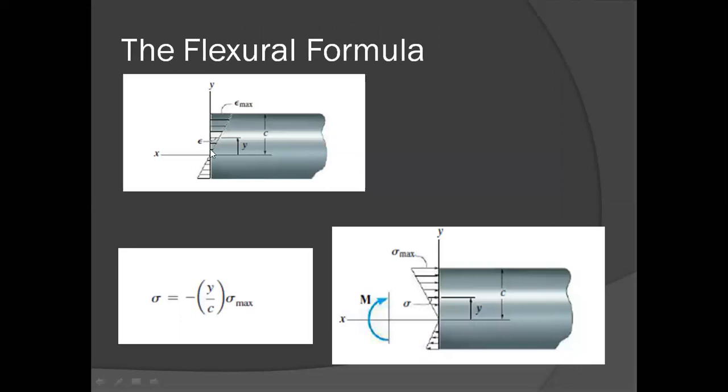As far as the distribution of normal stresses is concerned, it is linear at any cross section of the beam. This normal strain variation is usually measured from an axis called the neutral axis. The formula that governs the distribution of the normal strain at any cross section of a beam is that strain is equal to minus y by c times strain max. In analogy to the strain formula, we have the stress formula. The strain is zero at the neutral axis.